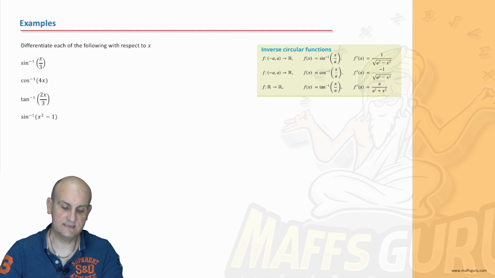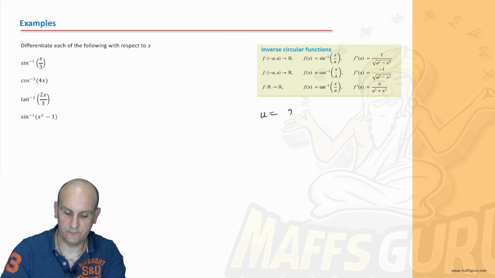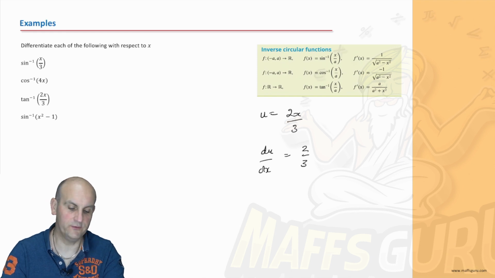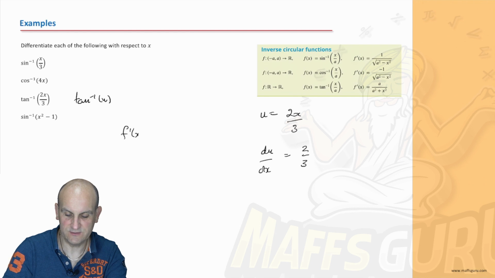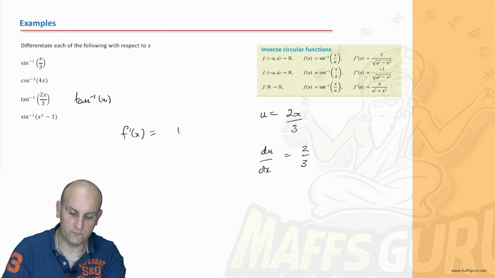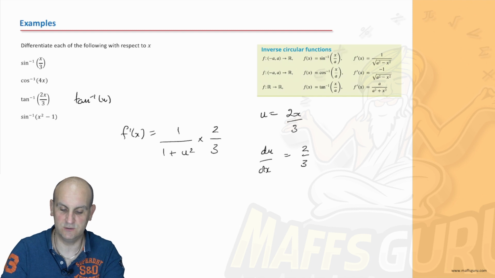Same idea here, tan to the minus 1, let u equals 2x on 3. So du by dx, just using the chain rule, is going to give me 2/3. Rightio. So now we're going to turn that into the tan to the minus 1 of u. We can do that. So we know that f dashed of x is equal to, well, tan we know was 1 on 1 plus x squared, which in this case is u squared, but I'm going to have to multiply that by the differential of the bracket, which is 2/3.